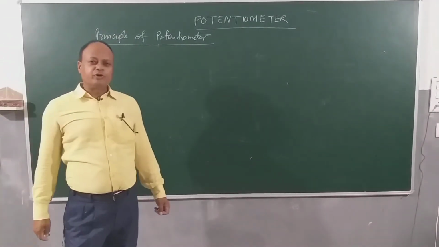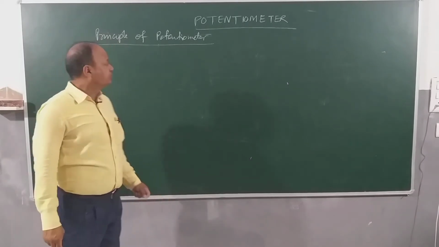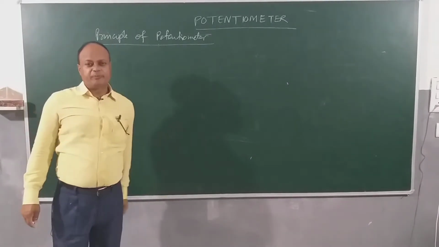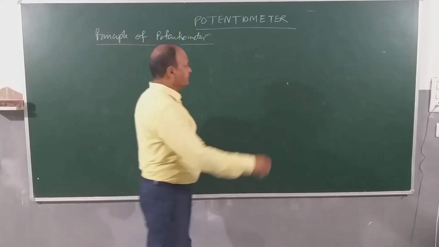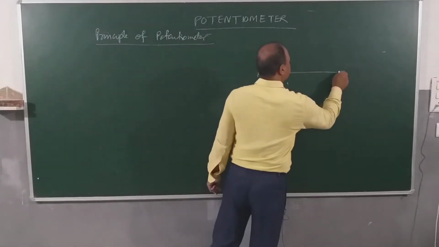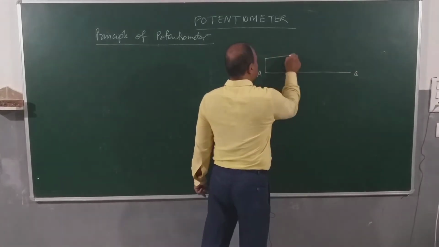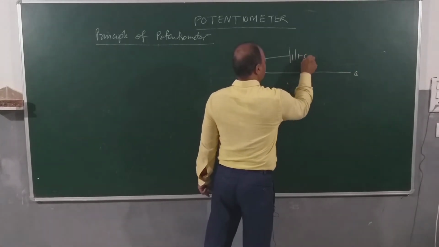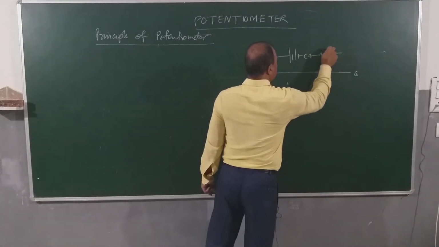Alright children, before you go for the next application, we should understand the principle of a potentiometer. You should understand that. They'll ask you this in the exam also. Let's see here. This is the AB wire, a single wire. We connect a cell out here. We connect a key, we connect a rheostat.